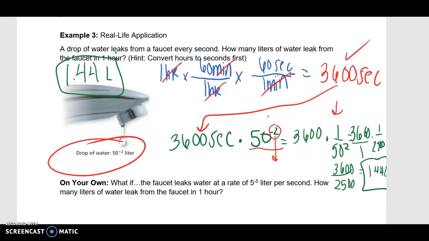So the first thing you have to do is convert your hours into seconds. The second thing you have to do is multiply your conversion by how much it's leaking by, and then apply your negative exponent rule, multiply across, and then simplify.